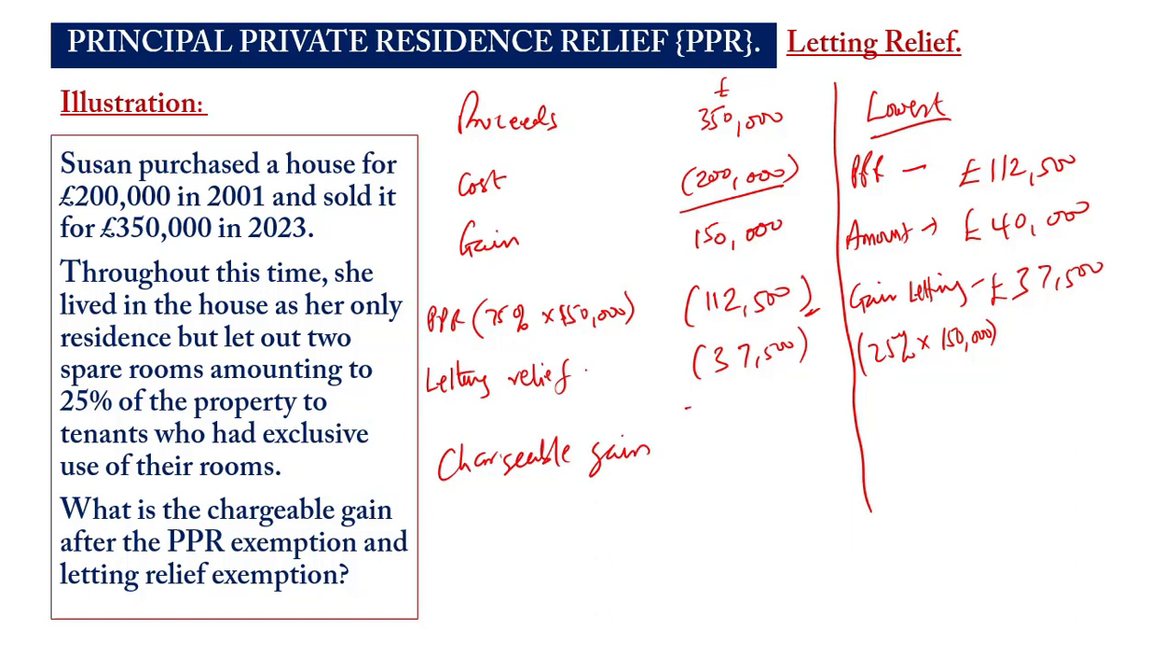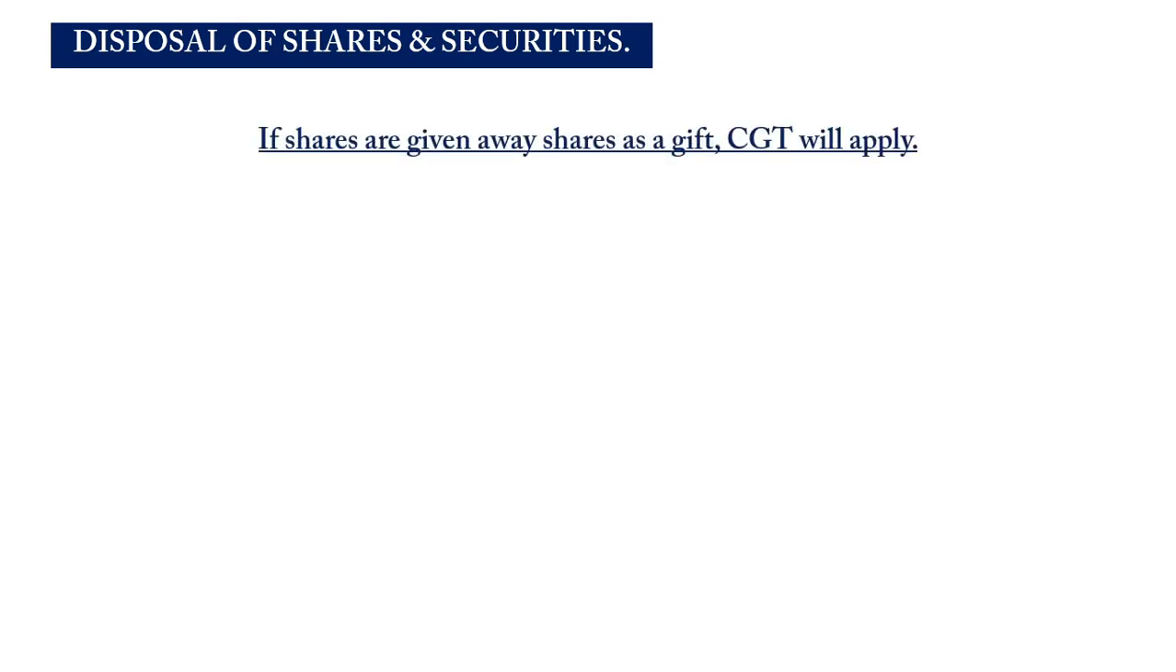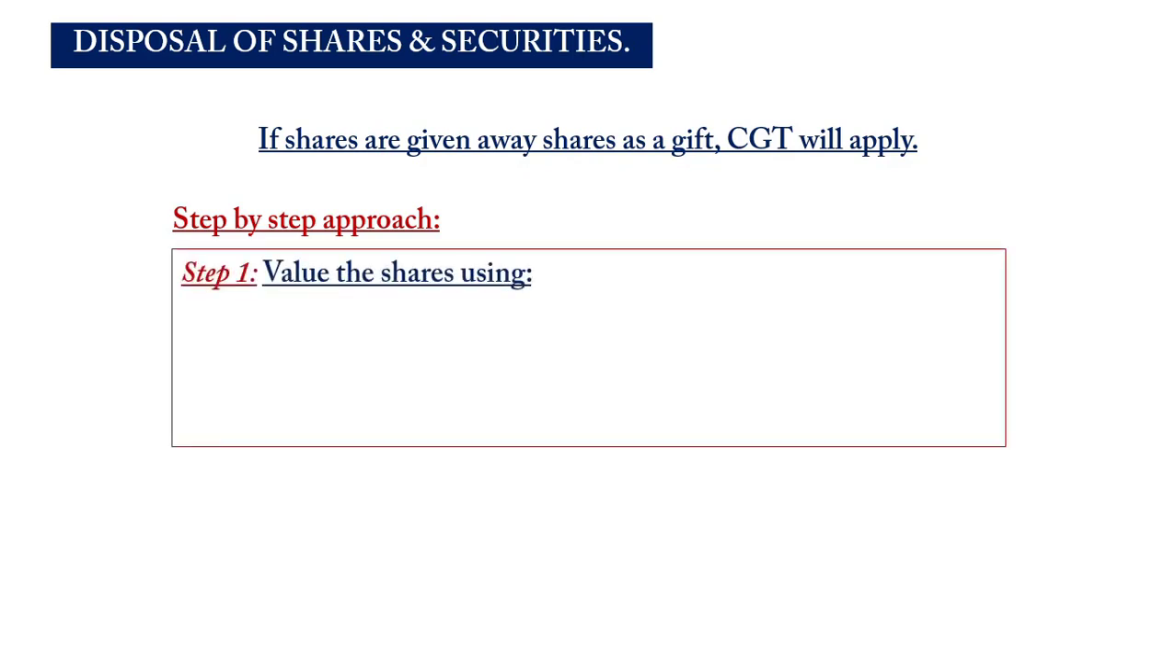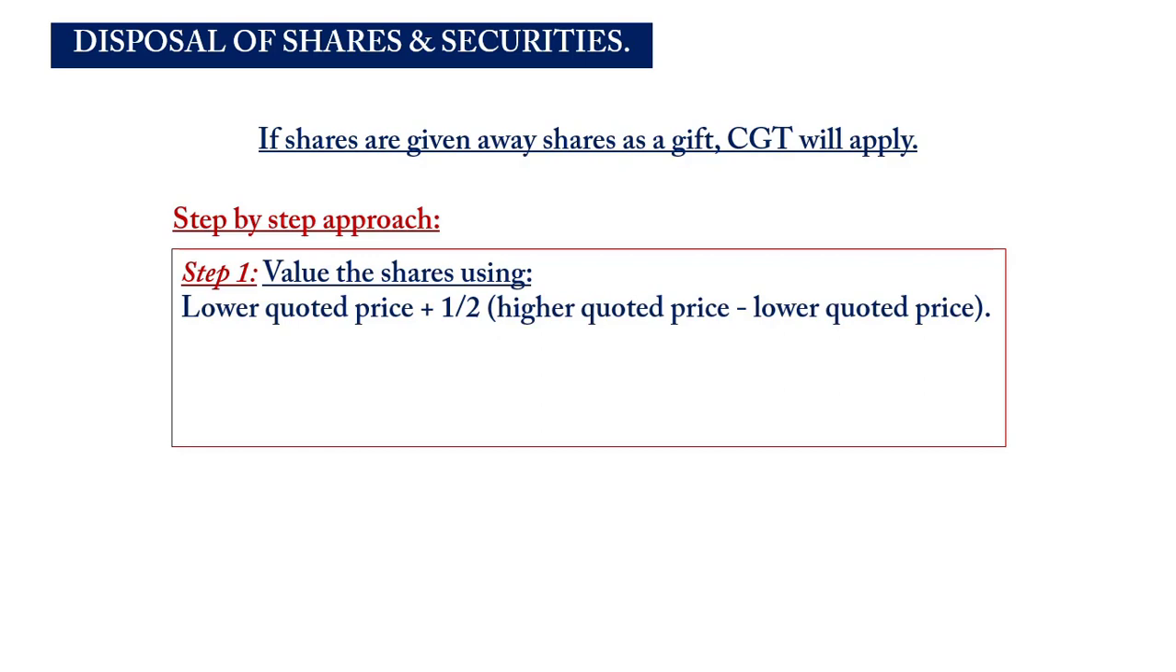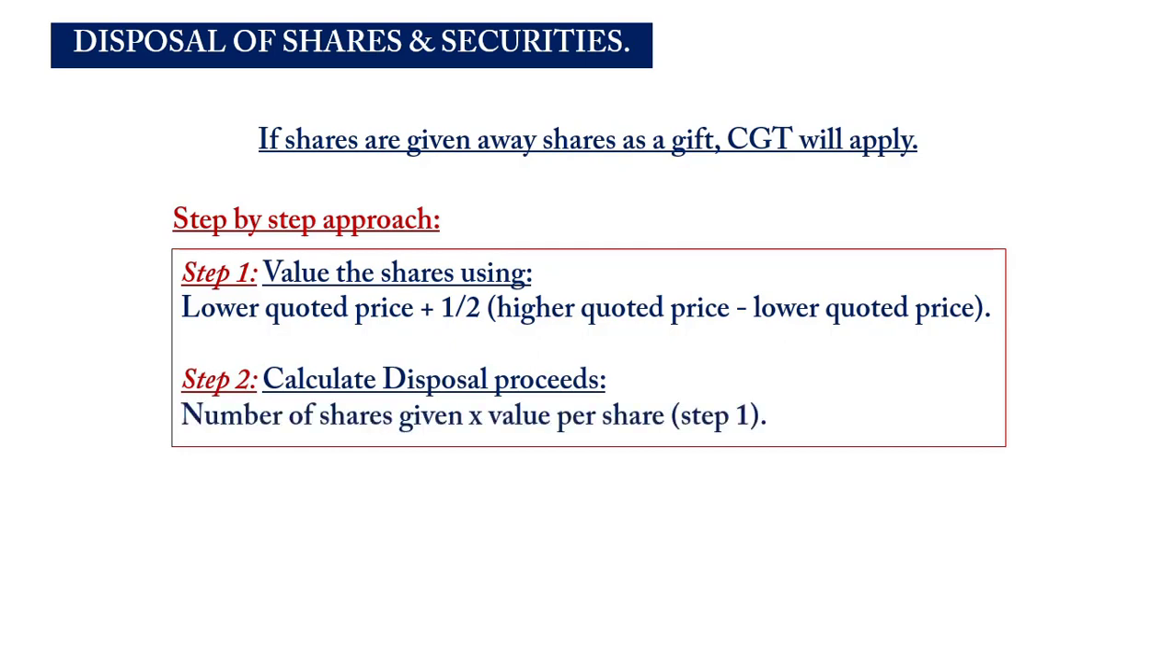Let's look at the disposal of shares and securities. So if somebody gives out shares as a gift, capital gains tax will apply. So the steps involved in calculating this is that you have to value the shares using the addition of the lower quoted price and half of the difference of the higher and the lower quoted price. So when you get that value, then you multiply that by the number of shares being disposed of.